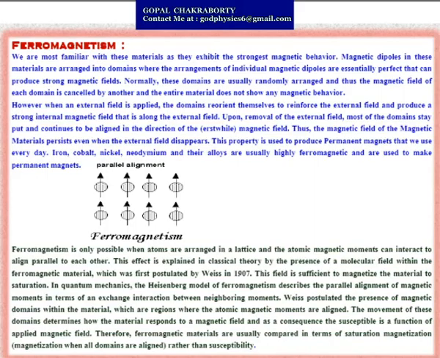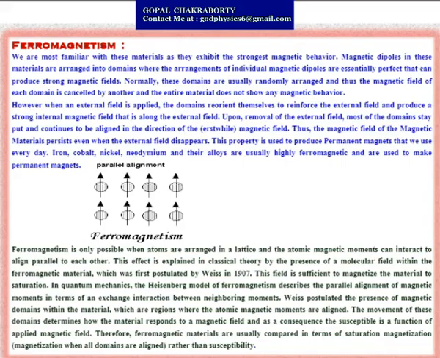normally these domains are randomly arranged, and thus the magnetic field of each domain is cancelled by the others, and the entire material does not show any magnetic behavior. However, when an external field is applied, the domains reorient themselves to reinforce the external field and produce a strong internal magnetic field that is along the external field.